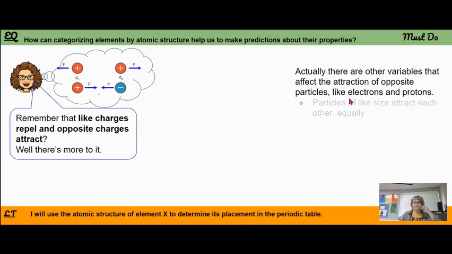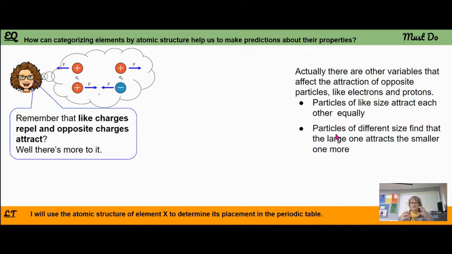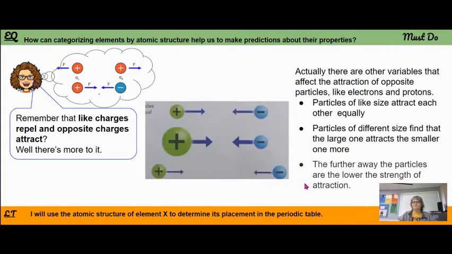Really, what we see is that there are other variables that affect the attraction of opposite particles, like electrons and protons. Particles of like size attract each other equally. So a proton and an electron in the same spot will equally pull on each other. With particles of different sizes, we find that the large one attracts the smaller one more. So that smaller one is going to feel the bigger one pulling on it more than the other way around.